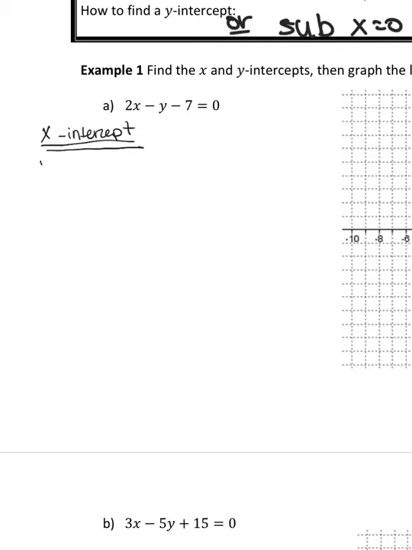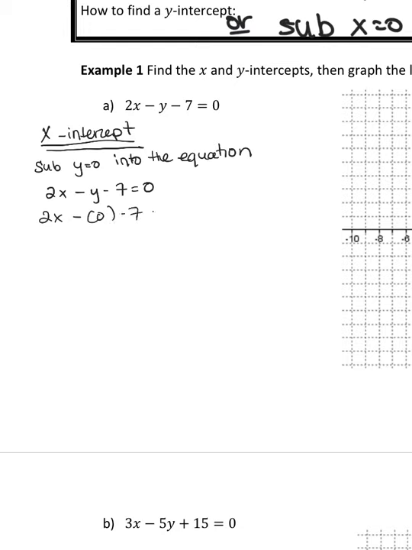Okay? So if I'm looking for my x-intercept, I just told you that whenever we are looking for our x-intercept, you are going to substitute y equals 0 into the equation. Because if I was looking at where that line crossed the x-axis, my y value on the graph is 0. This is why we do this. So if I have 2x minus y minus 7 equals 0, I'm going to make y 0 and then I'm going to solve for x. Okay? This is the same thing as substituting. So now I'm going to solve for x.